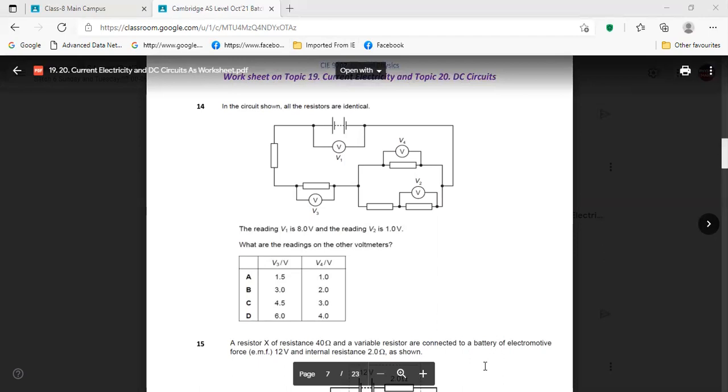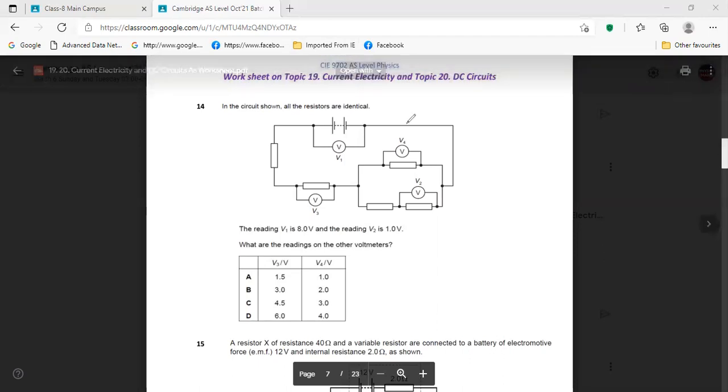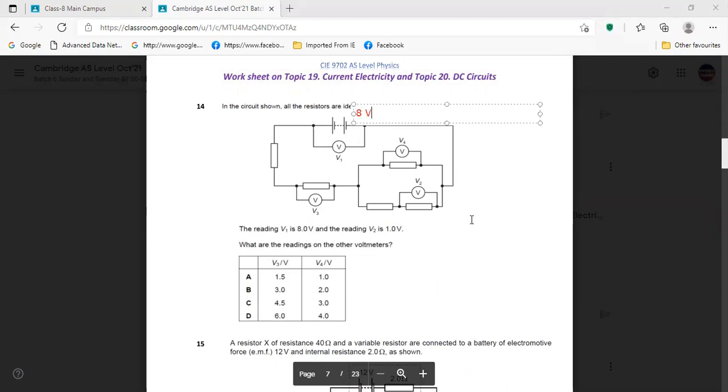Okay, I remember. This way you go. This one is given 8 volt, right? In your worksheet you write this way. It is 8 volt given. This one is given 1 volt. If it is given 1 volt, then V4 will be 2 volt.